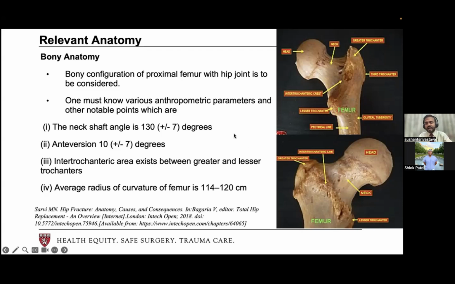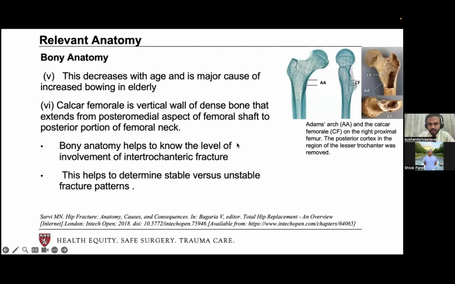The neck shaft angle is 130 degrees plus minus 7 degrees. The anteversion is 10 degrees plus minus 7 degrees. The intertrochanteric area exists between the greater and the lesser trochanter. The average radius of curvature of the femur is 114 to 120 centimeters. Now, we need to understand that bone density decreases with age, and it's one of the major causes of increased bowing in the elderly.